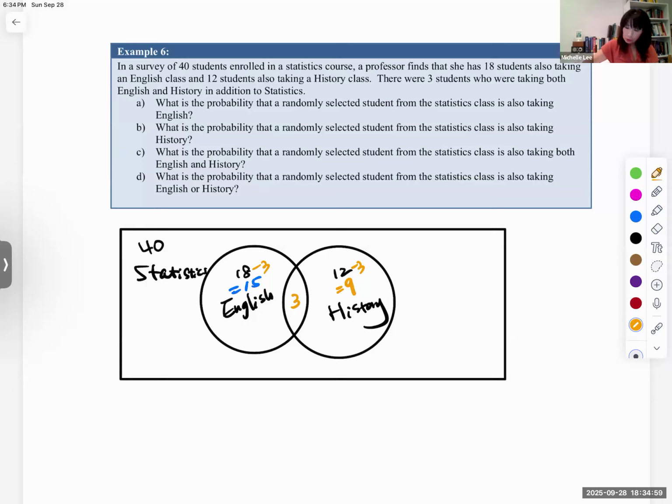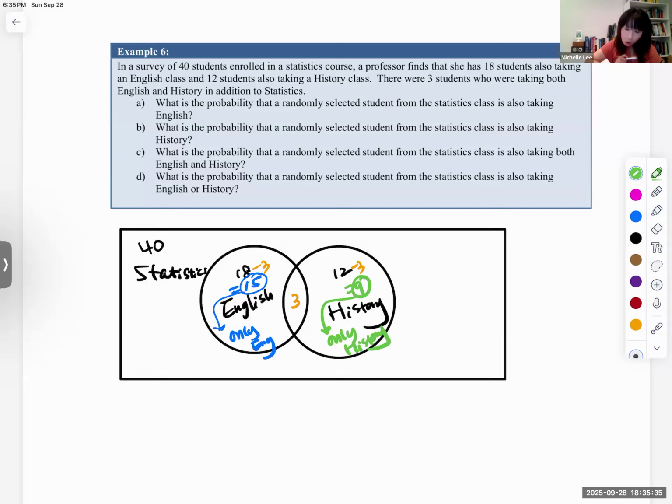So that 15 will be taking English, not history, only English. How about 9, only history. Okay, so let's answer this one then.